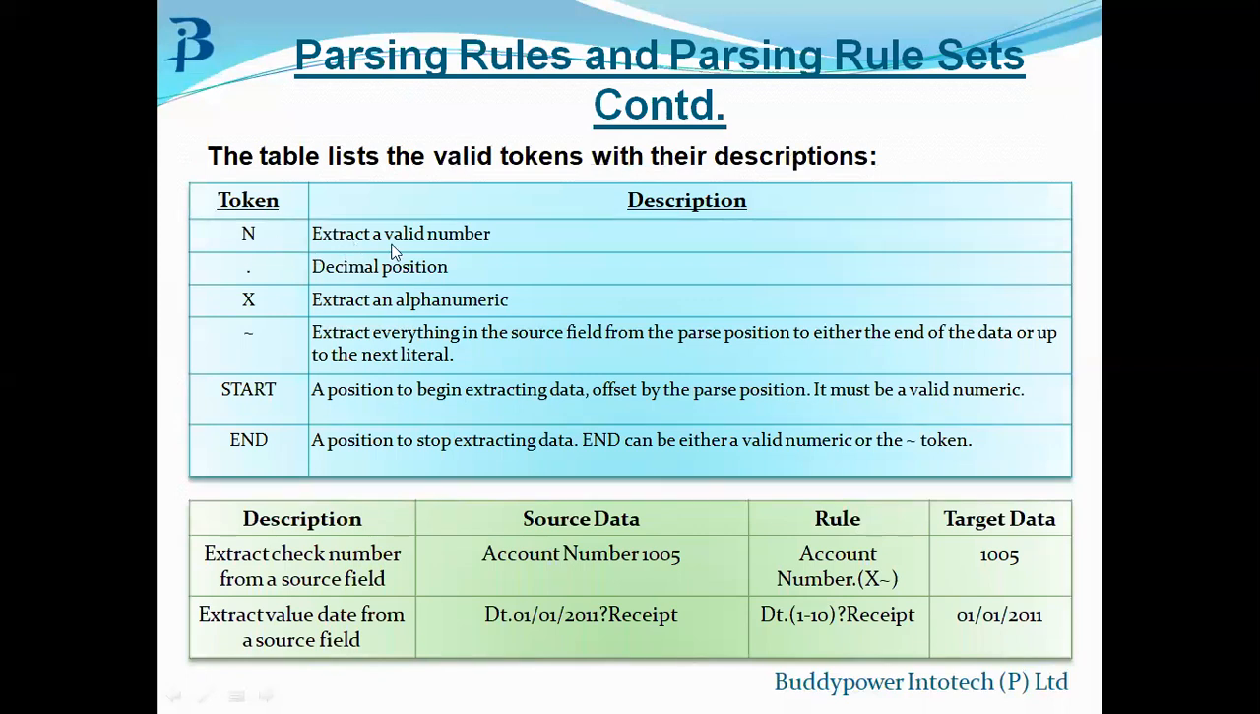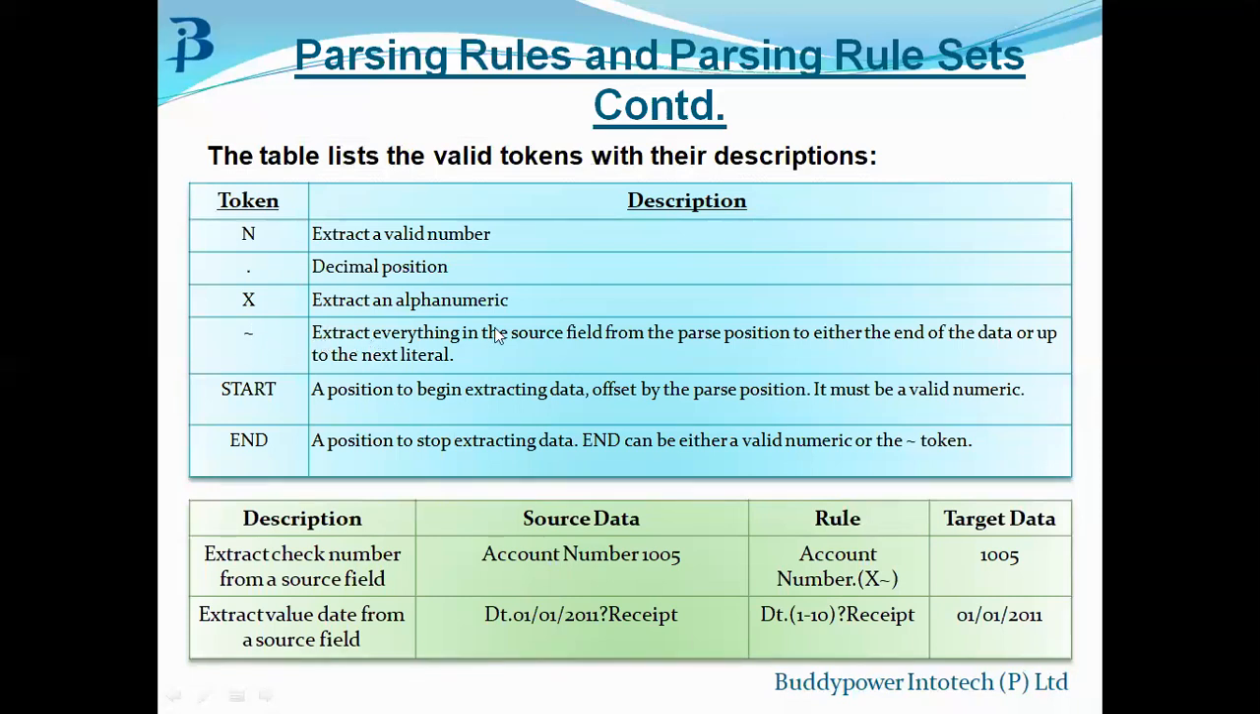N means extract a valid number. Then there's a decimal position. Then X means you extract an alphanumeric, and this is called tilde. Basically, you can see this sign under your escape button on your keyboard. So this is basically a spacing character. It's called tilde.